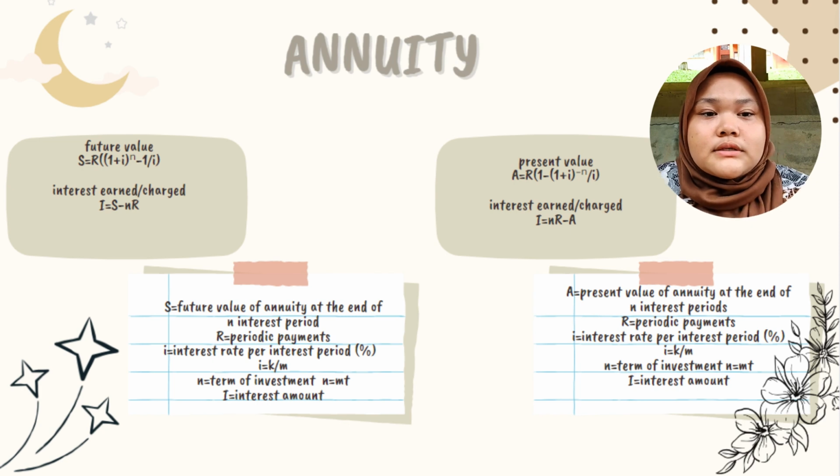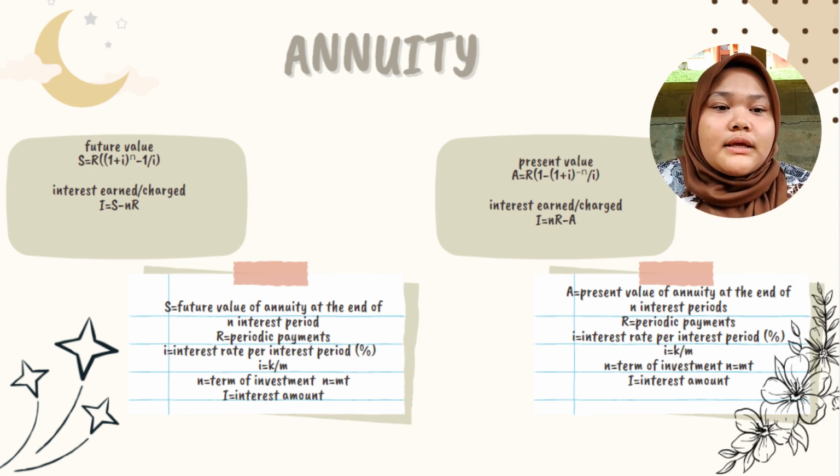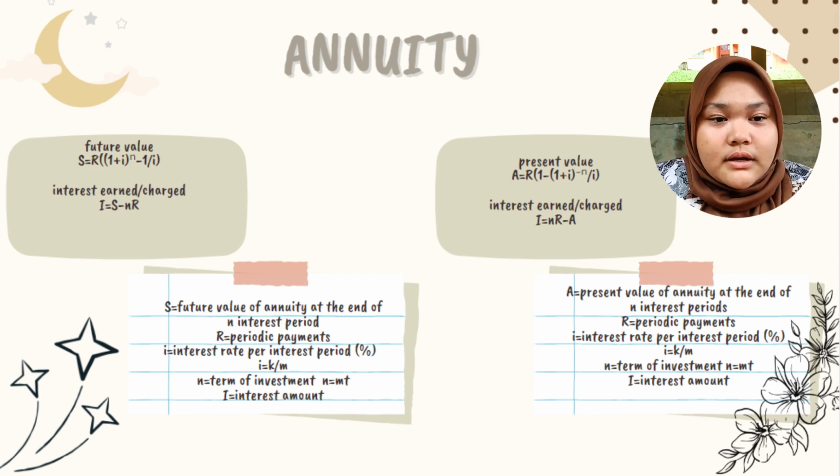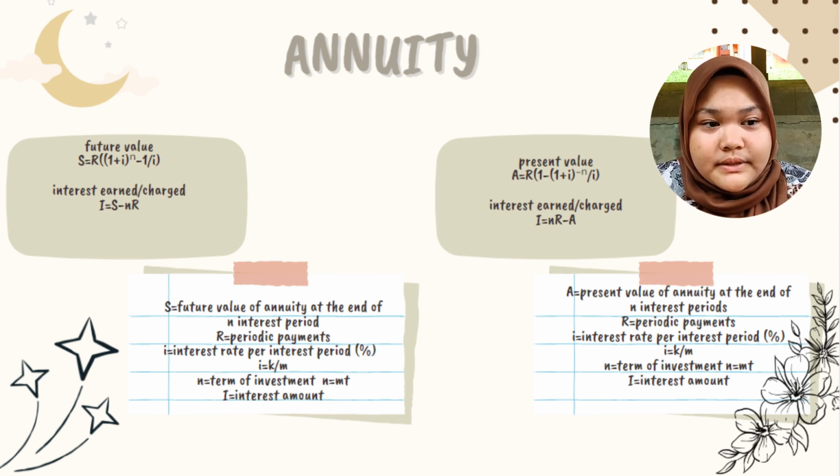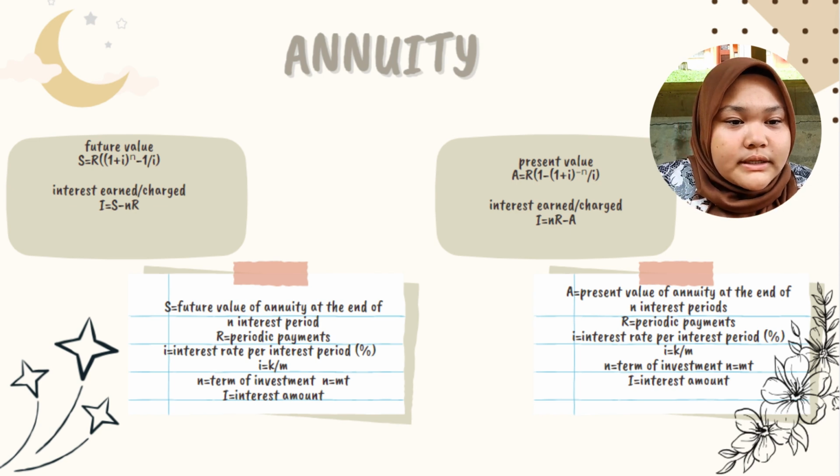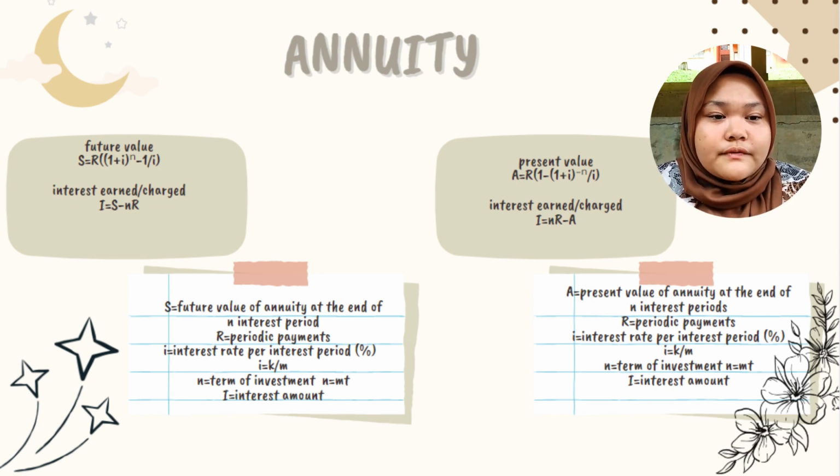A is the present value of annuity at the end of the n interest periods. R is the periodic payment. i is the interest rate per interest period, i equals k per m. n is the term of investment, n equals mt. I is the interest amount.